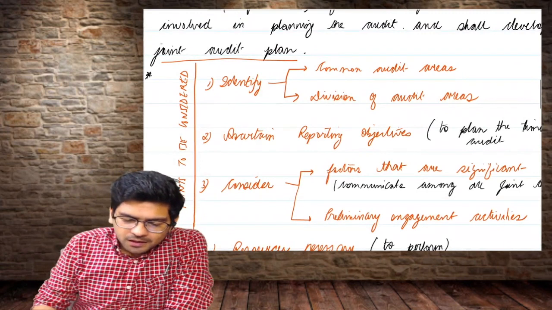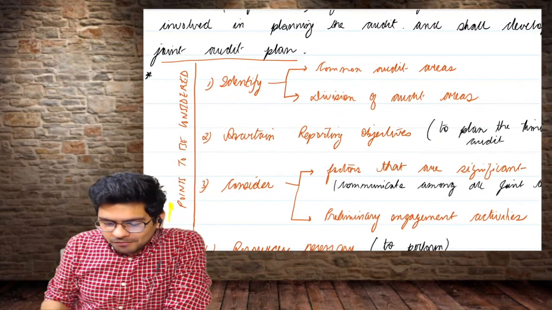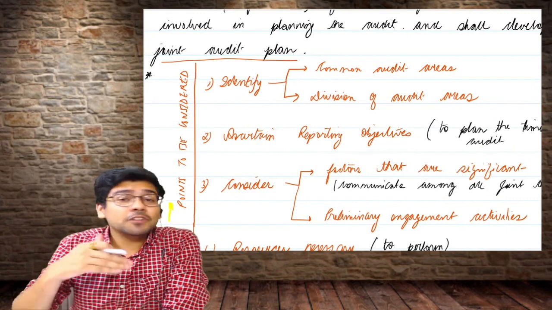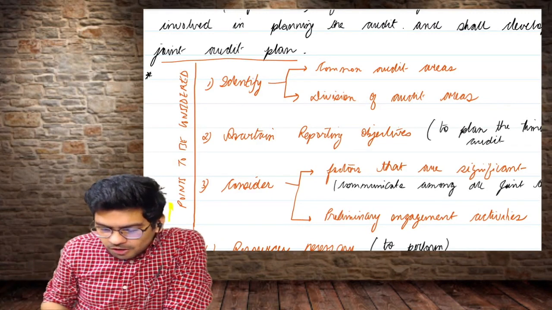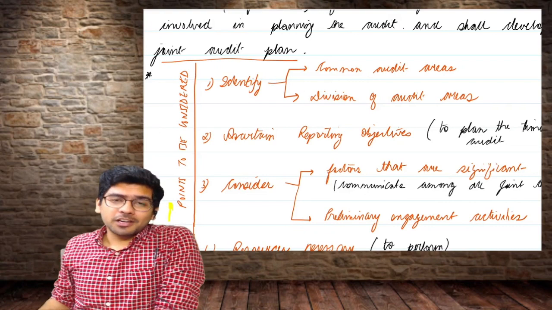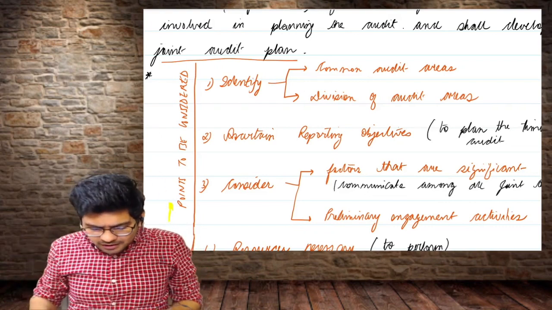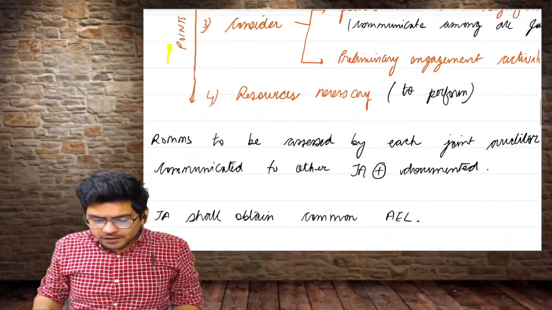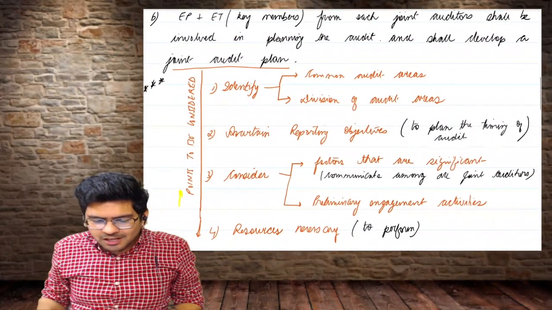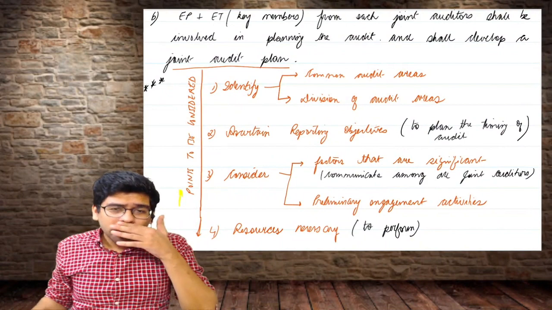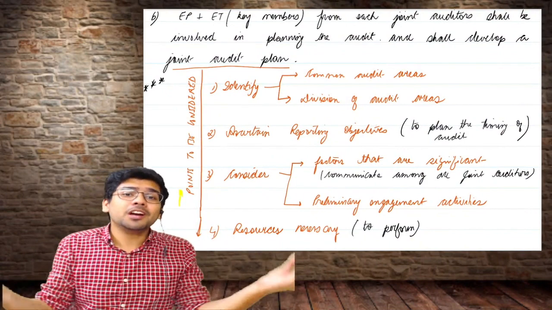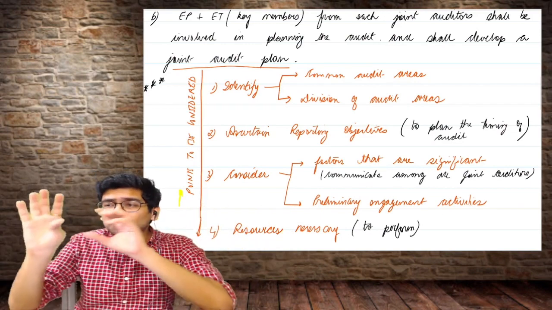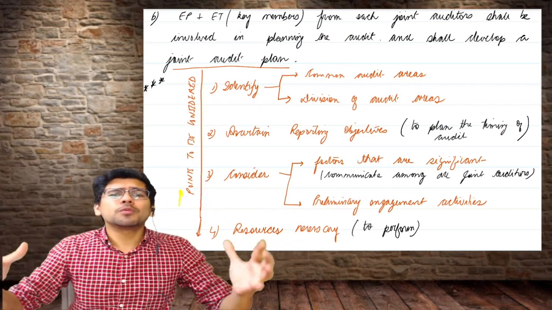Identify. When we are developing a joint audit plan, we need to identify the common audit areas and the areas which we have divided, and the division of audit areas. Now division can be done in many ways. I will teach you this later. But yes, we need to incorporate this in our plan. We need to mention which are the common areas to be audited by all the joint auditors, and how we have divided the work, that is, this particular work will be done by whom. All this needs to be mentioned in the plan.